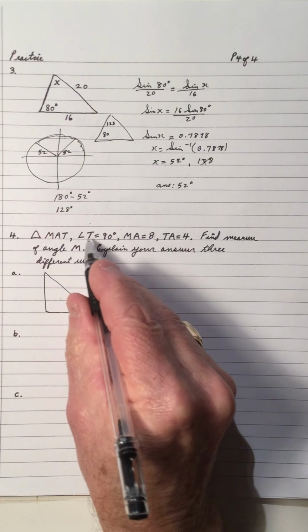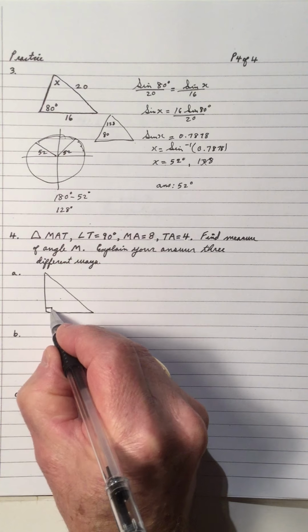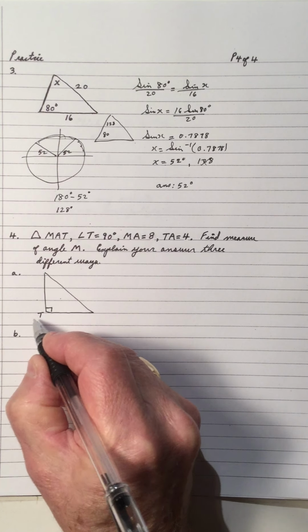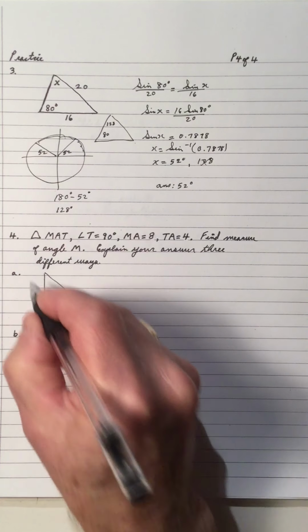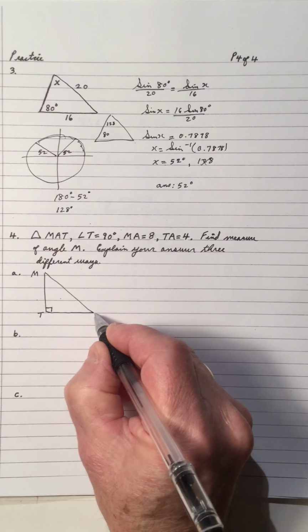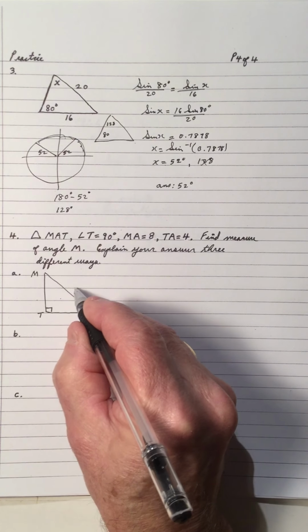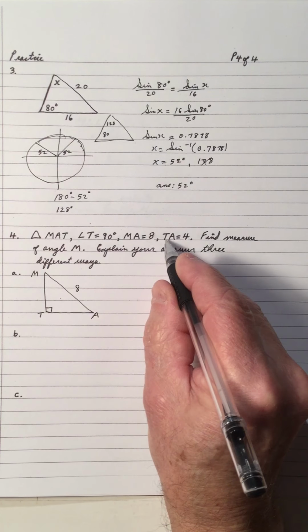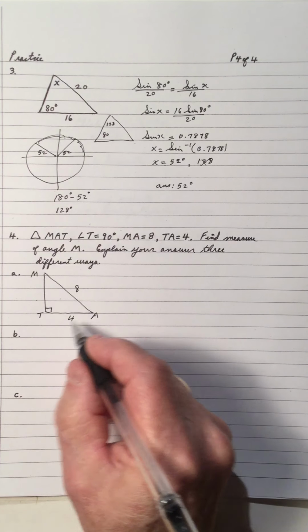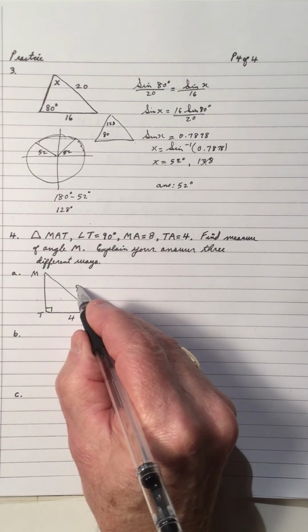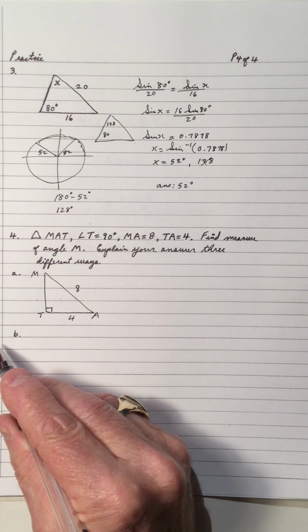We have MAT, angle T is 90, so there's your 90 degrees, so there's T. Now you can put the M and the A: M here, A here. So M, A, T, there's the angle. So MA is 8, TA is 4, and we want to work this out 3 different ways. We want to find the measure of the angle.